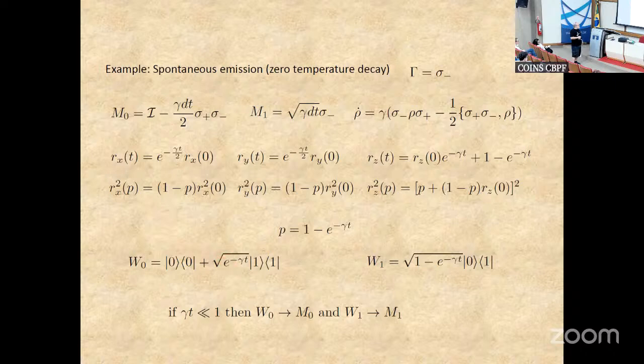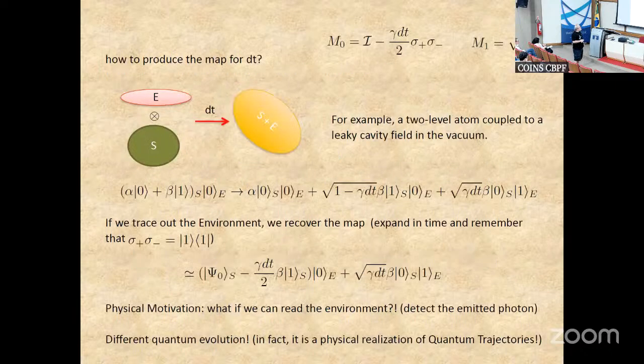So this is the map that gives me the CPT map for the solution at a given time t. And you see that if gamma t is much smaller than 1, then this map goes into the operators that I wrote right here. So this is consistent, of course, as it should be. So this is an example for spontaneous emission.